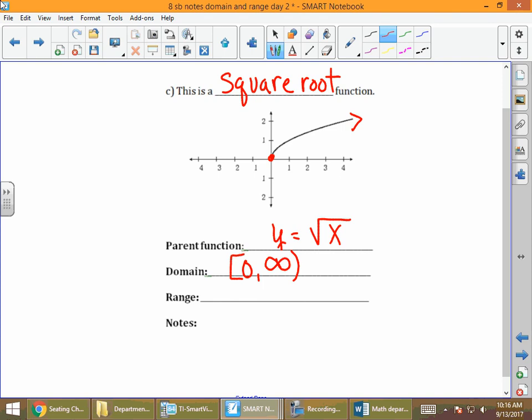Well, the range is going to look remarkably similar because our starting point on this graph is 0, 0. It's the origin. And so we're going to start at 0, and then we're going to keep going up, which means that we're heading towards infinity. And again, that 0 is on the graph, so it's going to have a square bracket.